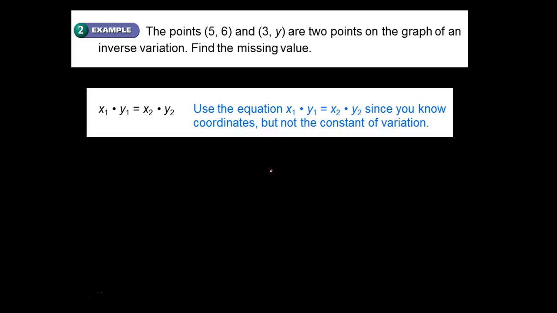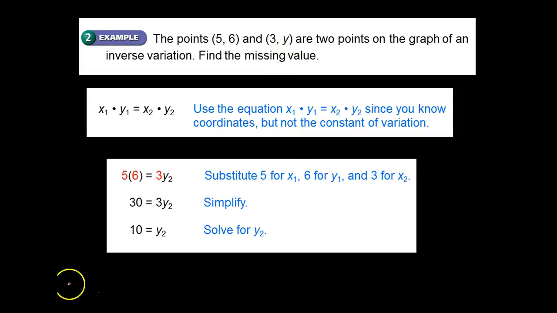Okay, the next one. The points (5, 6) and (3, y) are two points on the graph of the inverse variation. Find the missing value. To find that, we're going to use x1 value times y1 value equals x2 value times y2. Because you know the coordinates but not the constant, we're going to solve and try to find this missing value y. So plug in what we know.